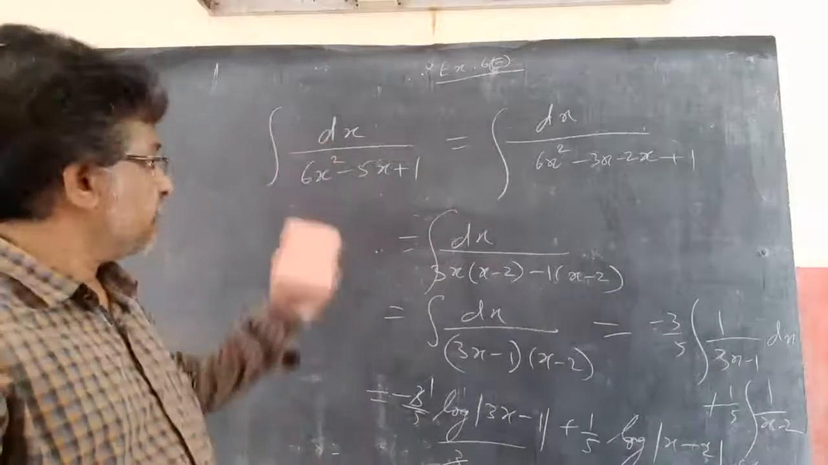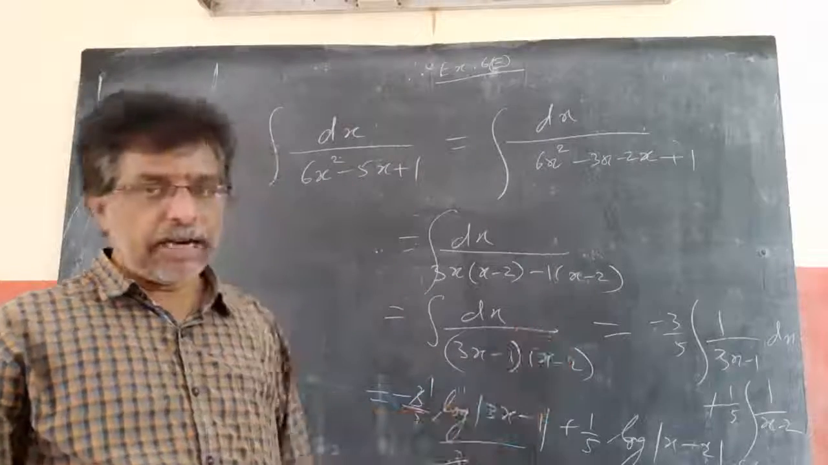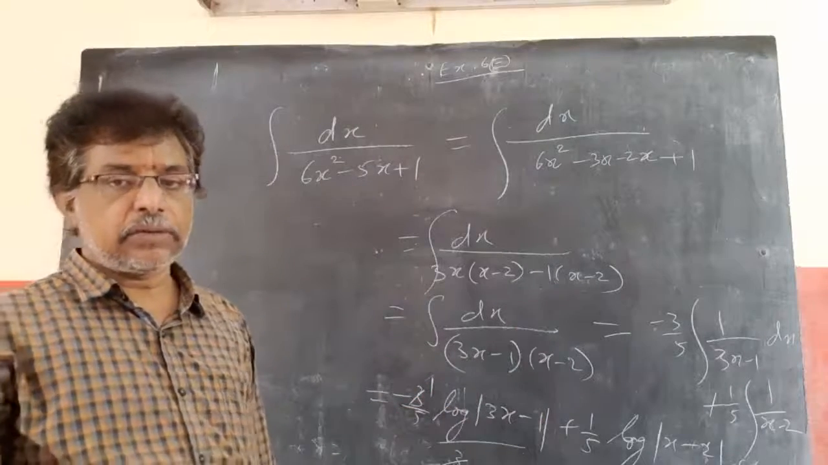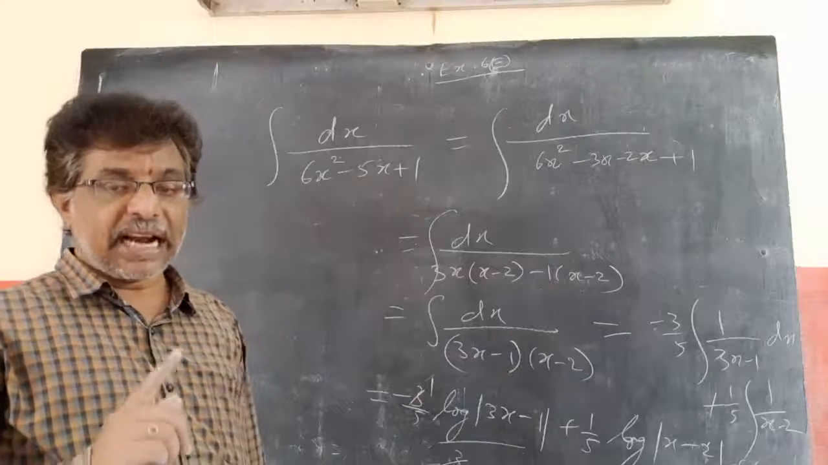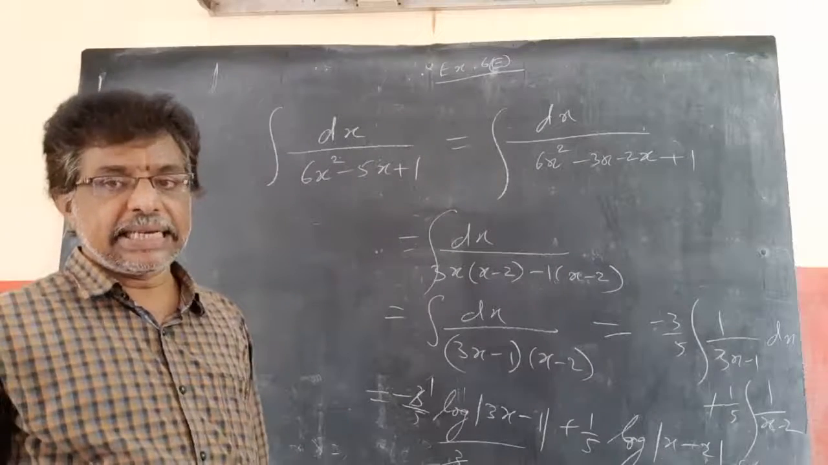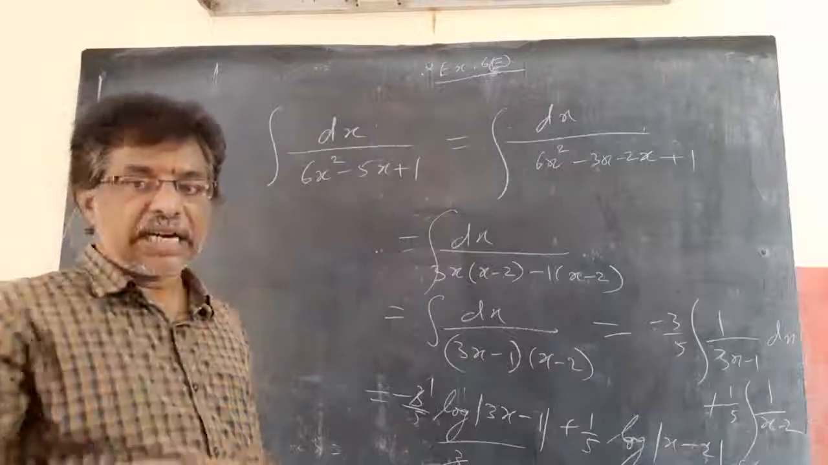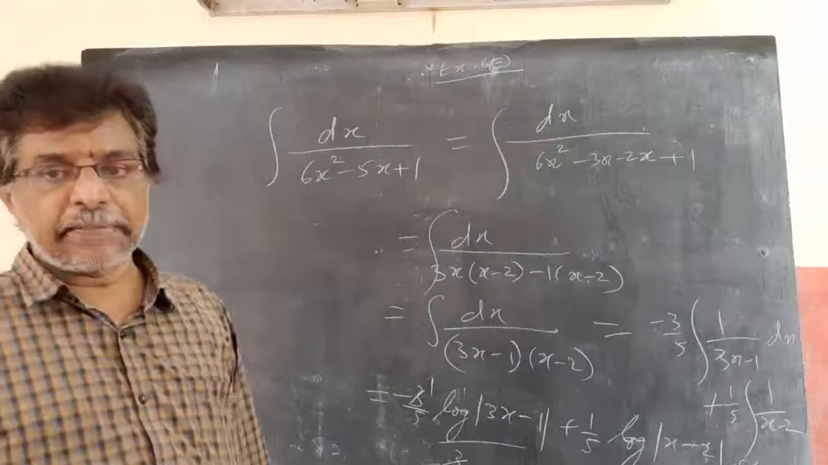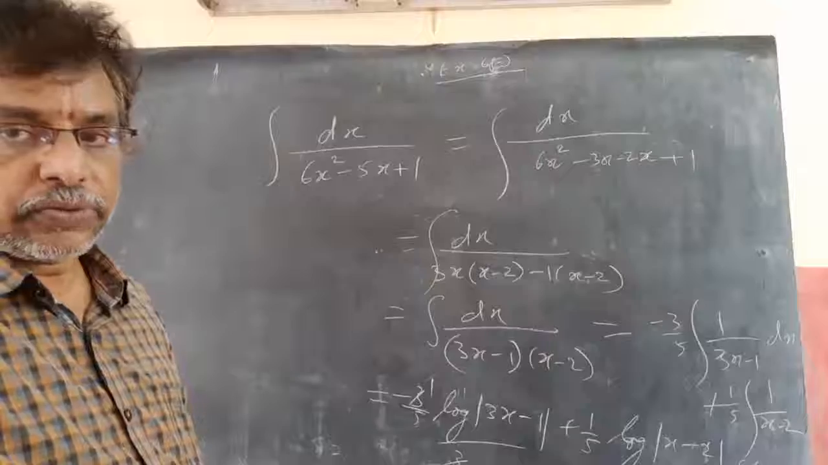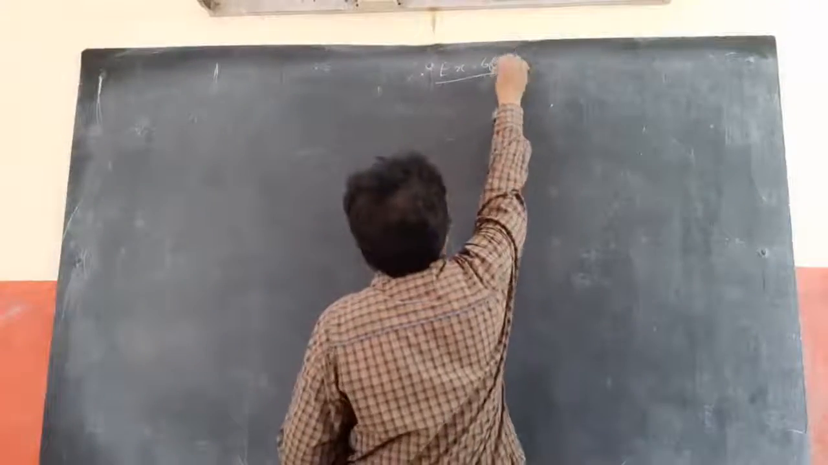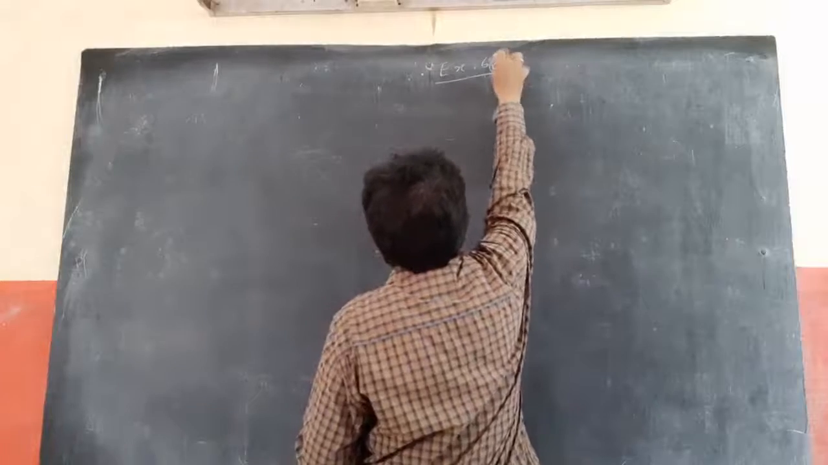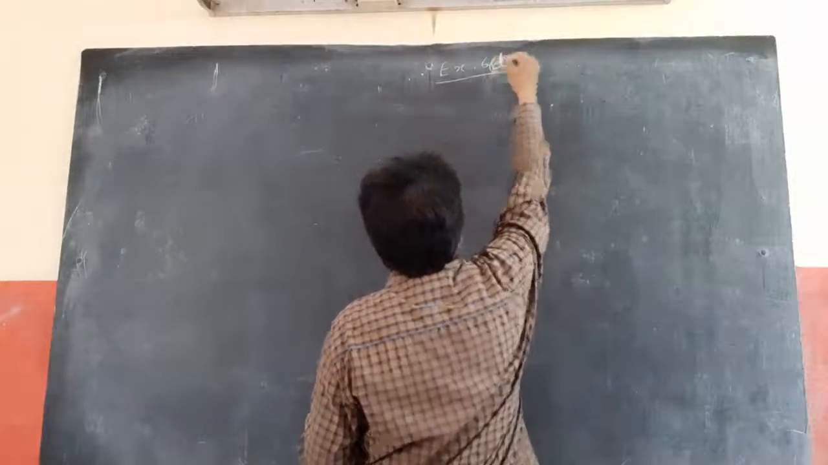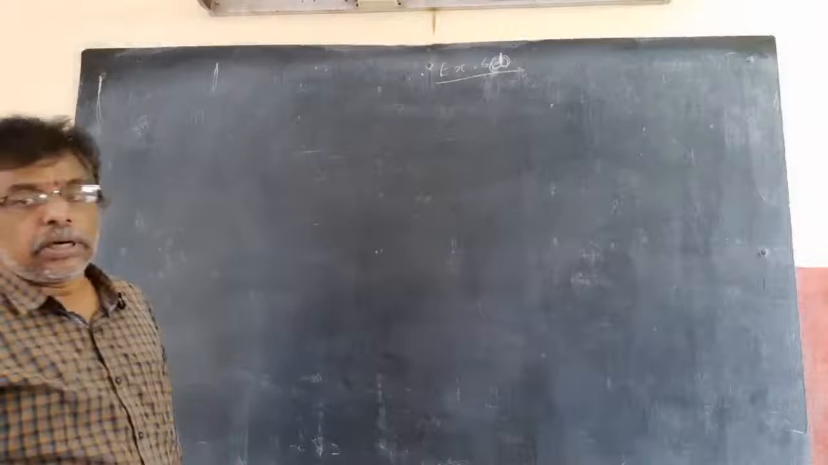So if you can factorize, then go for partial fractions. That's what I want to say. Sometimes you cannot factorize. In those cases, you should go for the completing square method, which we will discuss now. Now, exercise 6D. If you cannot factorize, then you should go for the completing square method.